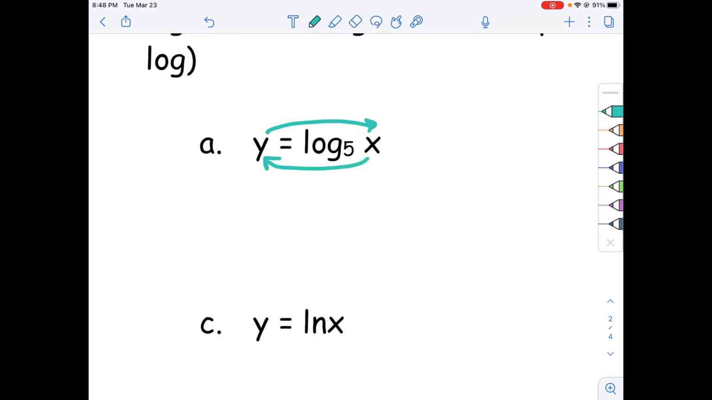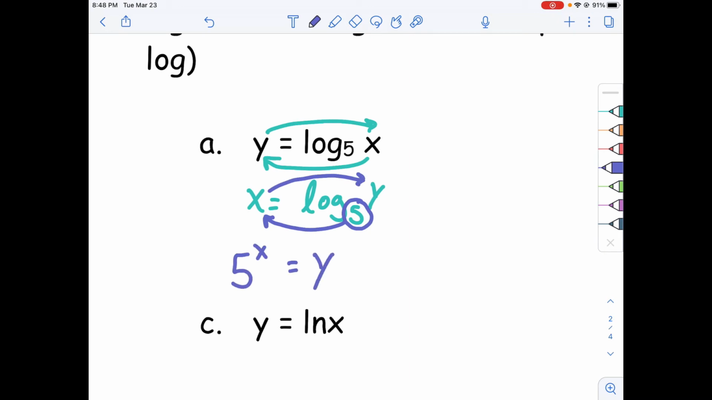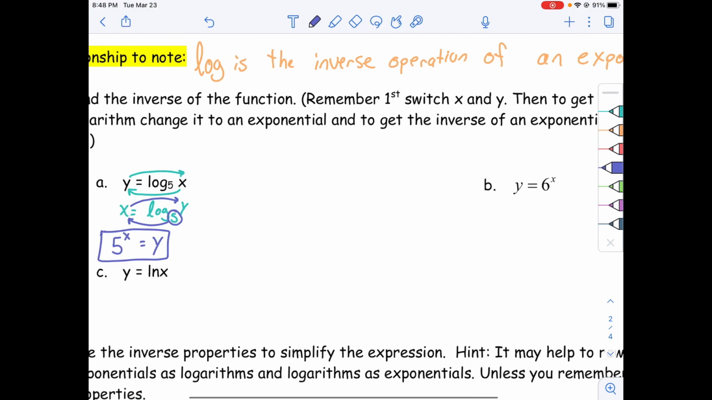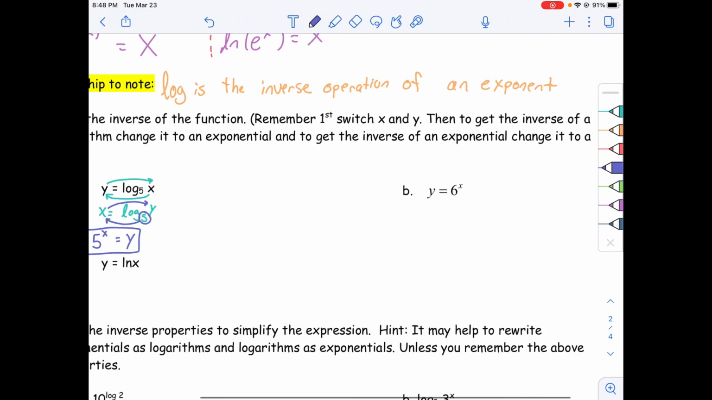The first way, we just need to swap x and y. I mean, you always are going to start with that. So x is equal to log base 5 of y. And then you can change it to its exponential form. So this is saying 5 raised to the x is equal to y. So 5 to the x is equal to y. And that's all you have to do. All right, swap x and y, change it to its exponential form. It's as easy as that. Okay?